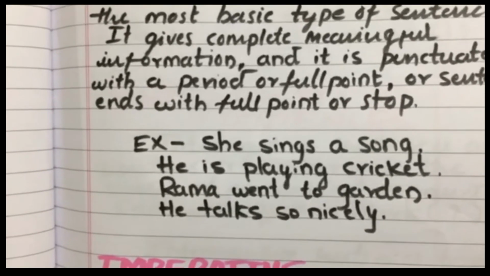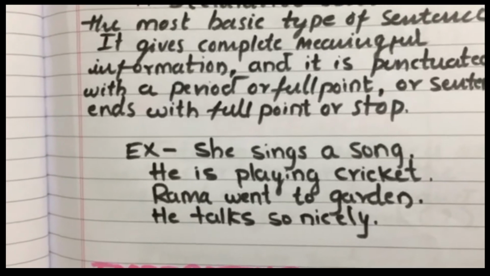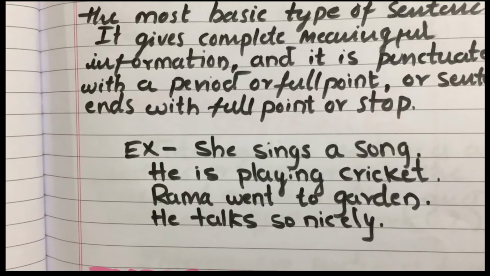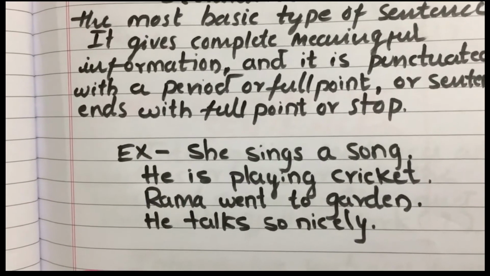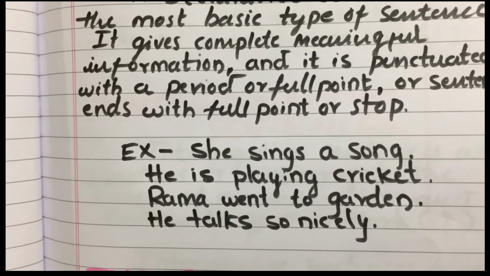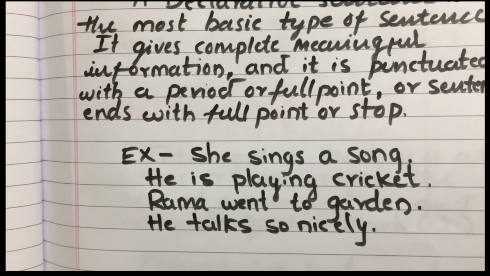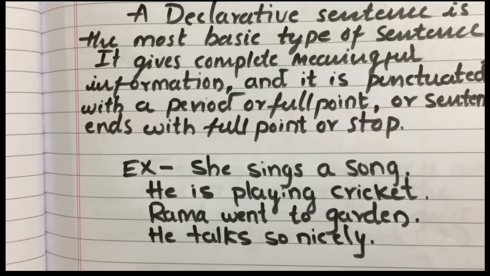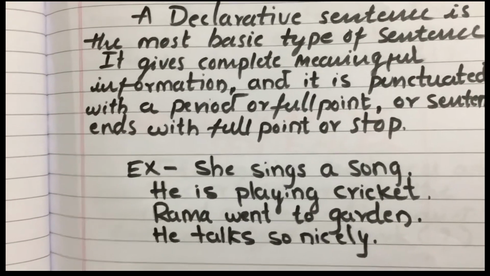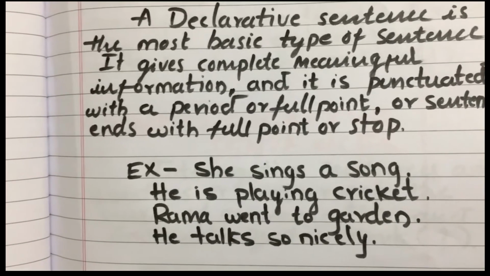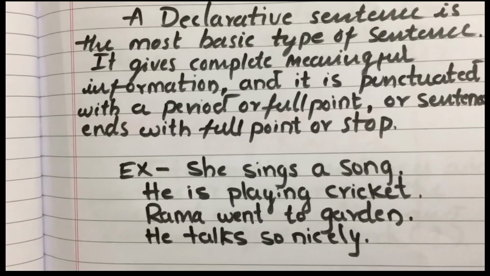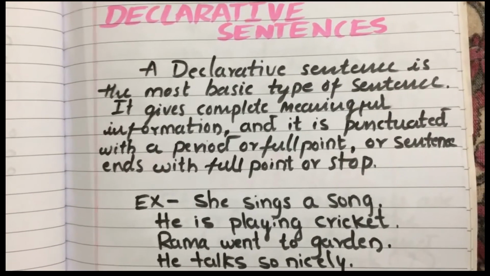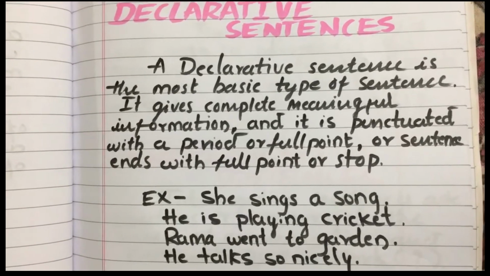He is playing cricket. Someone is playing cricket. He talks so nicely. Here all these sentences give us complete meaning and end with a full point, stop mark or period. So all these sentences belong to declarative sentences.